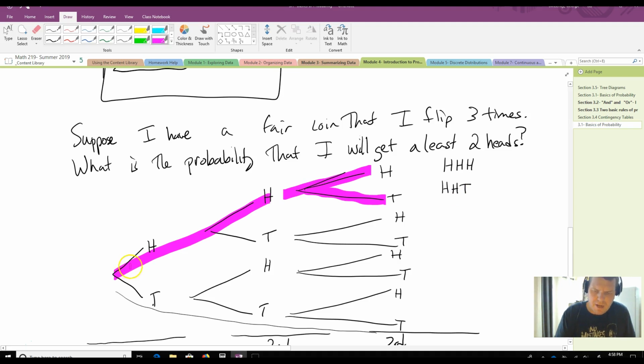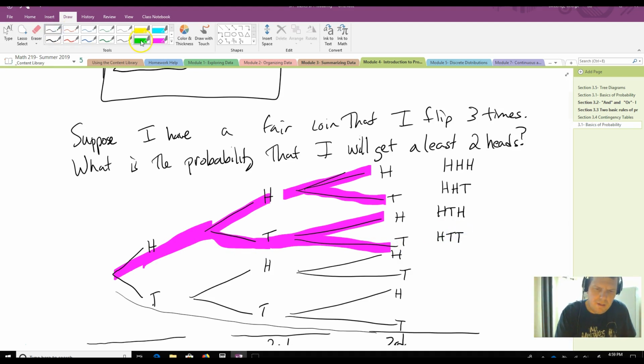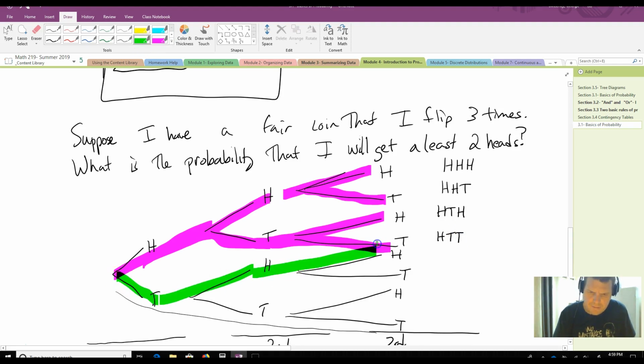The next branch: heads, tails, heads. And what you can see here is that using the tree diagram allows me to go through pretty systematically all the different things that could be in what's called my sample space. Heads, tails, tails. Now, once we're finished with all the heads, we'll go to tails. Tails, heads, heads.